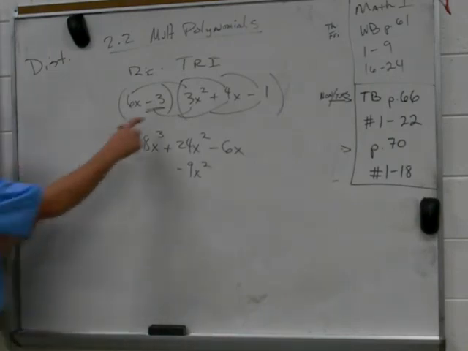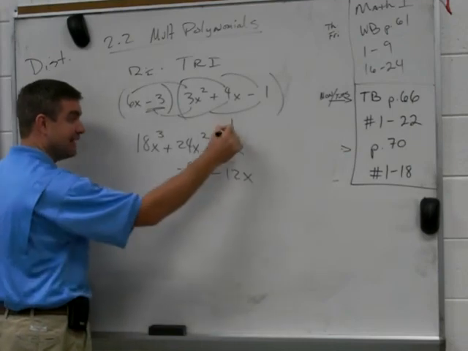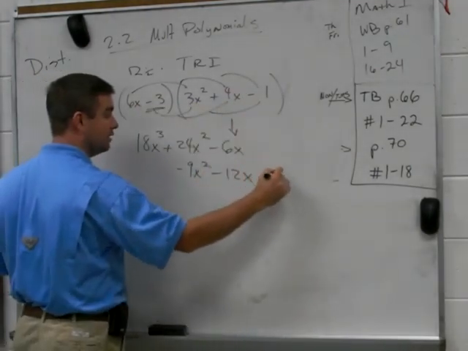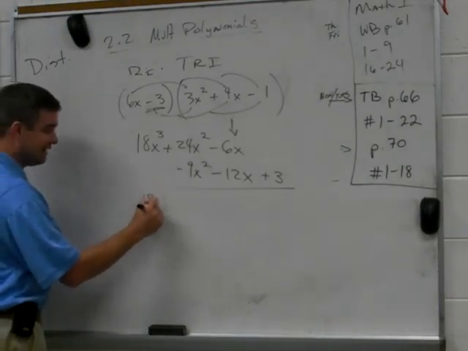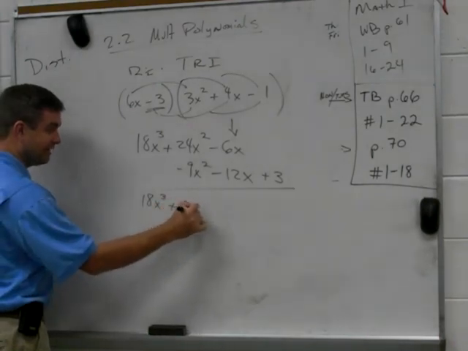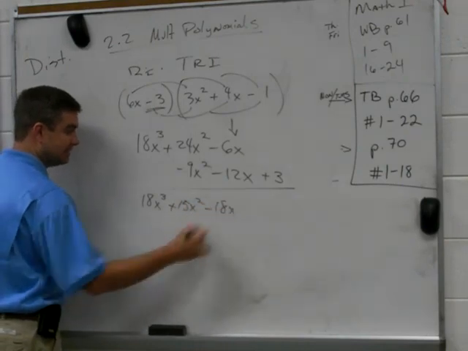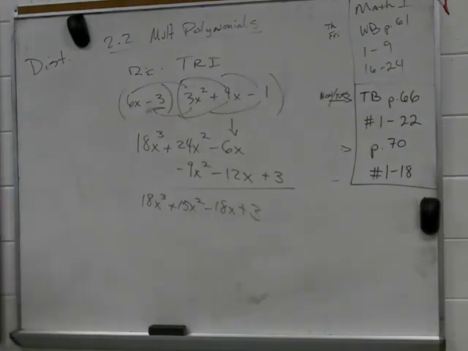All right. How about negative 3 times 4x? What's that going to be? Negative 12x. See how it's nice and stacked? And then negative 3 times negative 1 is what? Careful. Positive 3. Combine all your like terms, and I get what? 18x cubed. Then what? Plus 15x squared. Very good. Minus 18x. Plus 3. Very good. Questions? Okay.